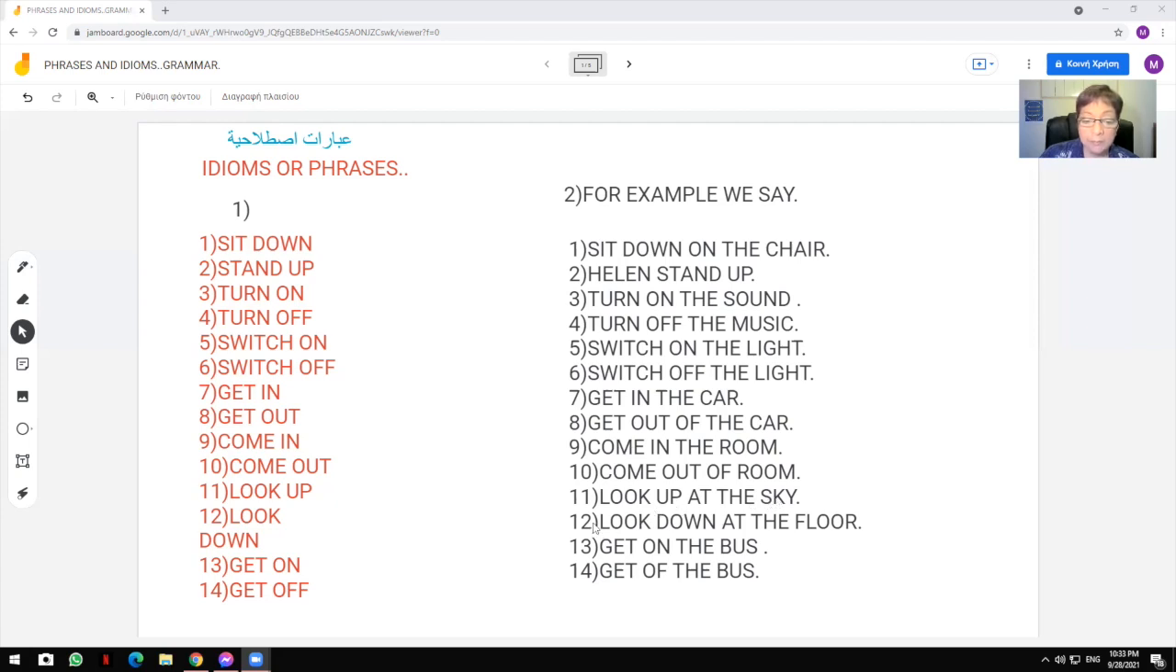Number 12. Look down at the floor. Look down يعني بص تحت. At the floor. Floor يعني الأرض.